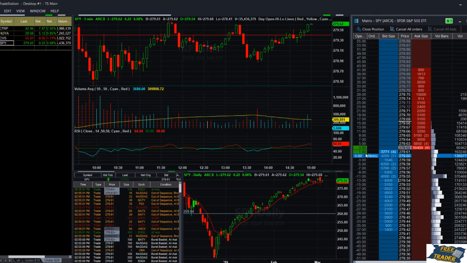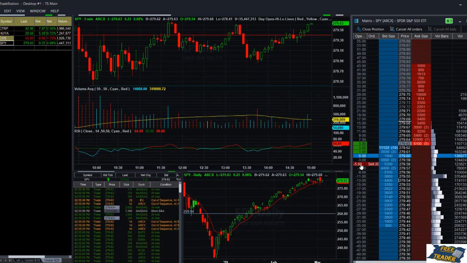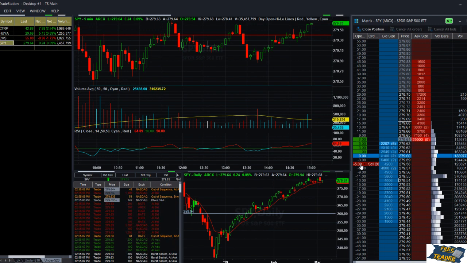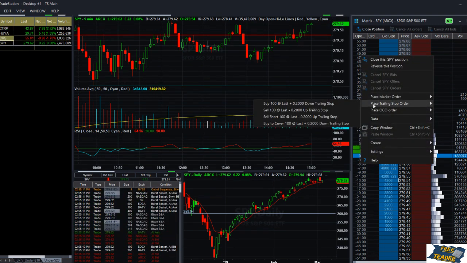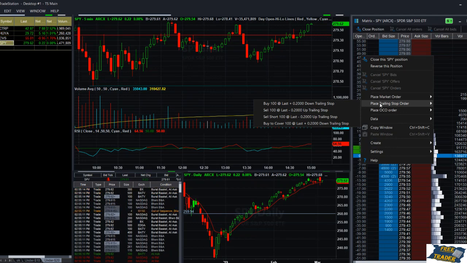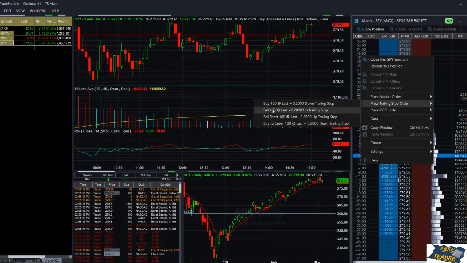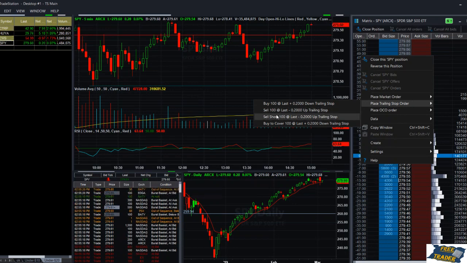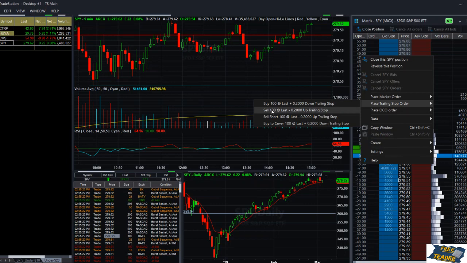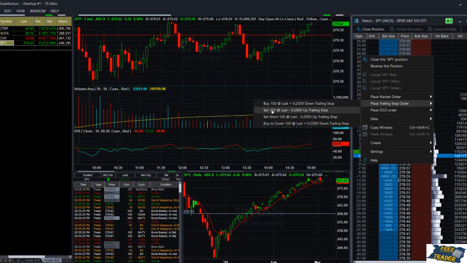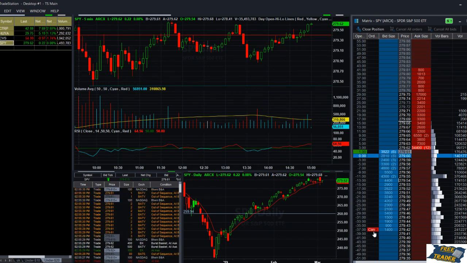So I'm gonna go ahead and place a trailing stop loss on this order. I'm gonna place a trailing stop loss for sell. I want to sell the 100 trade with a trailing stop loss. So I have my trailing stop loss right here.